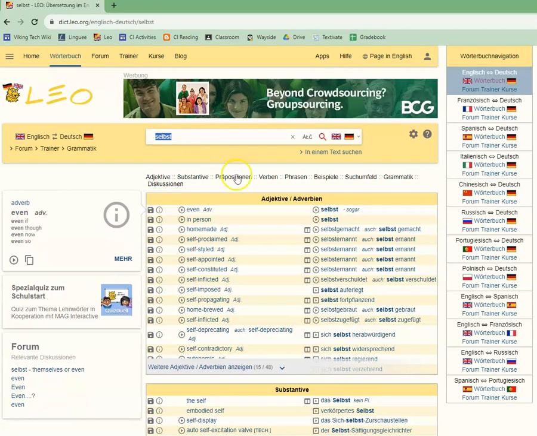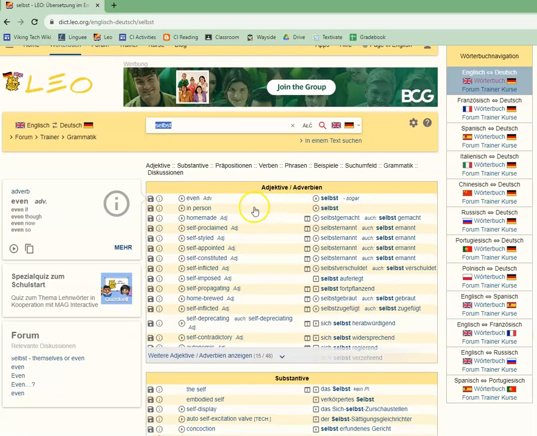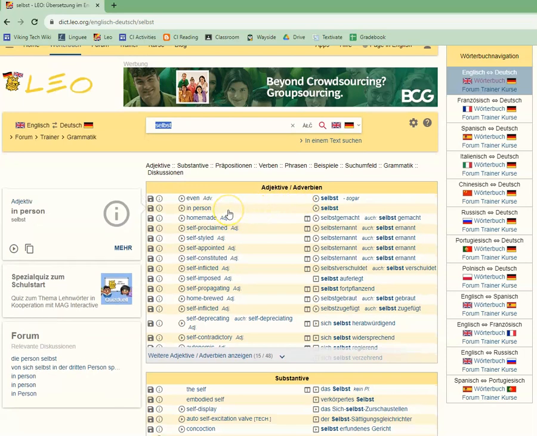All right, so we start off with adjectives and adverbs. It'll just put at the top whatever's more likely to be what you're looking for. I get "even" or "in person." Those seem kind of different to me, so I'm just going to scroll through the rest of the page and see if I can get a better feel for this word selbst.